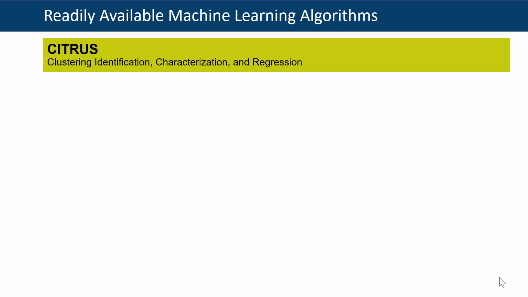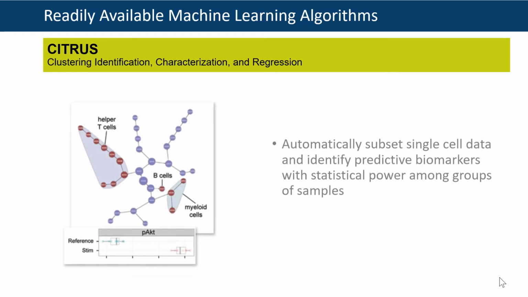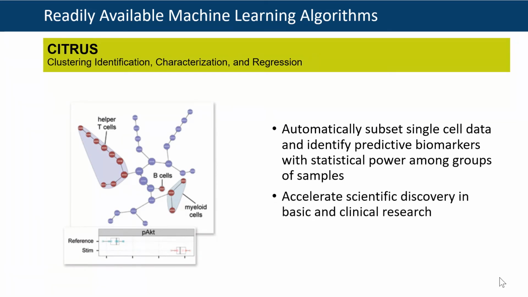And then the following algorithm that we have fully integrated into the platform is Citrus. So Citrus stands for Clustering Identification, Characterization, and Regression. And Citrus is going to be really useful when we're talking about biomarker discovery, because what it's going to do is take some user input. So the user has to identify different groups within their sample. So in this specific example, we're looking at a reference group and a stimulated group, and it's going to determine statistical significance between those two groups. And so it's going to allow us to predict biomarkers, and it's going to help us accelerate scientific discovery, right?